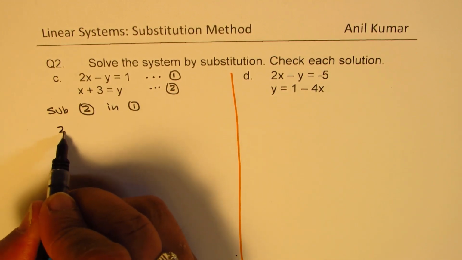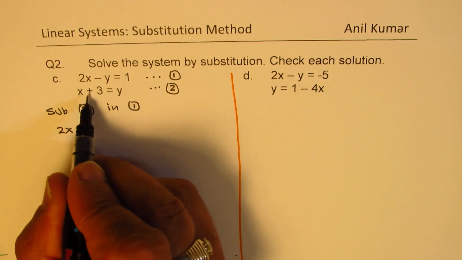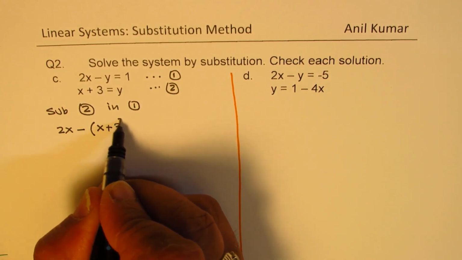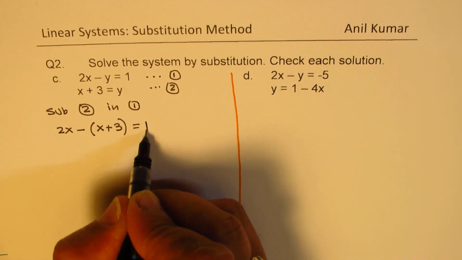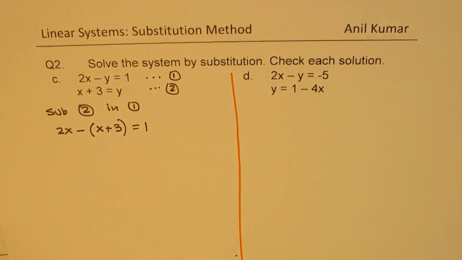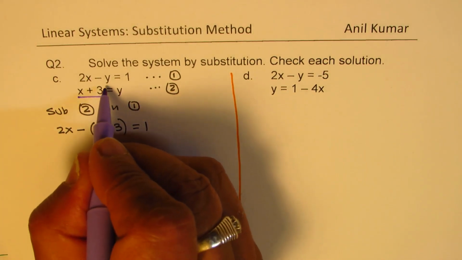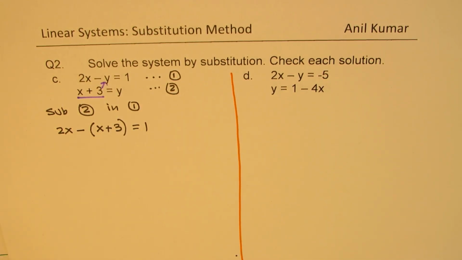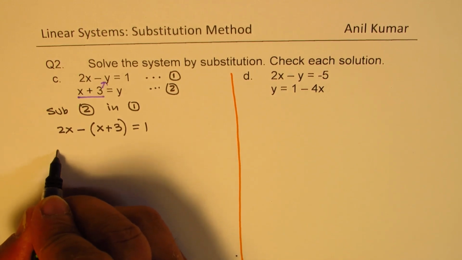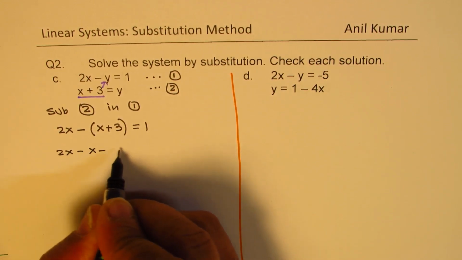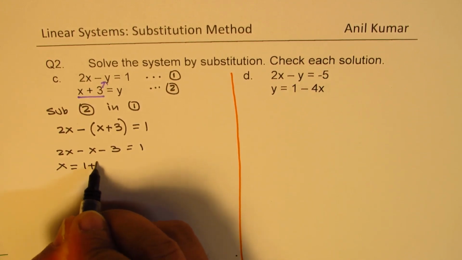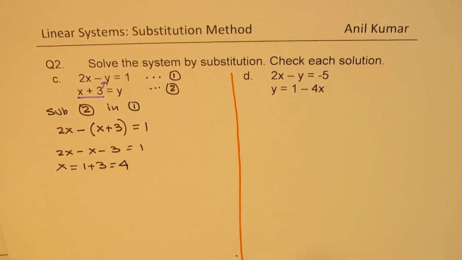So we get 2x minus y is x plus 3. Put them in brackets. Sometimes if you don't use brackets here, you might make a mistake, right? So what I've done here, this value I've substituted here with minus, within brackets I've substituted the value, correct? Open the bracket. So you get 2x minus x minus 3 equals 1, which is x equals 1 plus 3, which is 4, right?